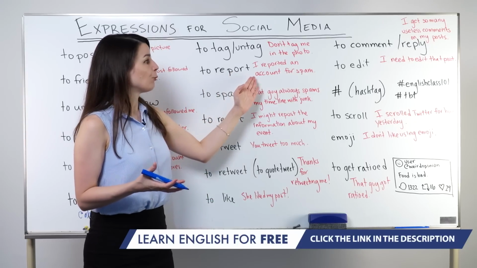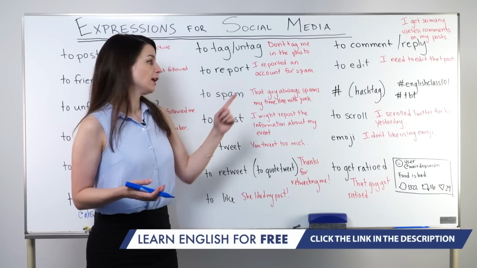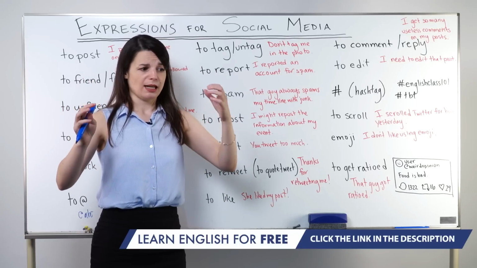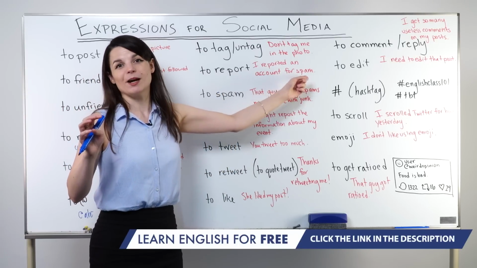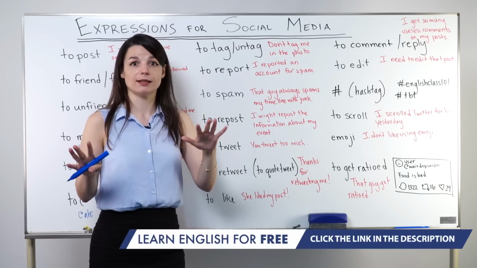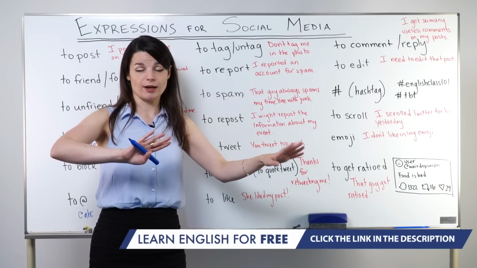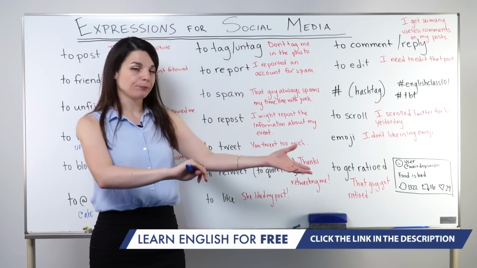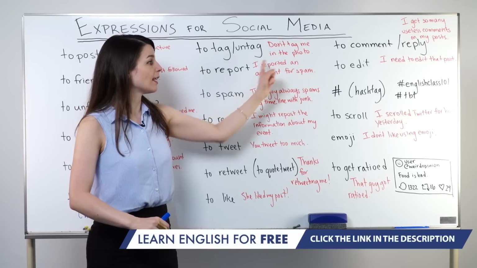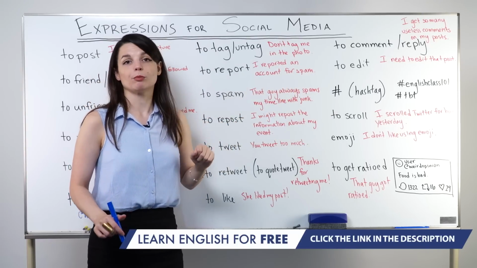For example, I reported an account for spam. In this case, it's an account, not just a post, but one user's account is sharing lots of spam. So spam means lots and lots of junk information, or maybe they're sending lots of advertisements I didn't request. This is junk. So I reported, past tense, the account for spam. You'll notice we use "for" here plus a noun phrase. I reported an account for spam. So this shows us the reason we reported.